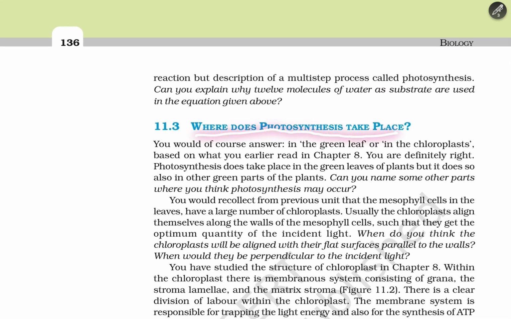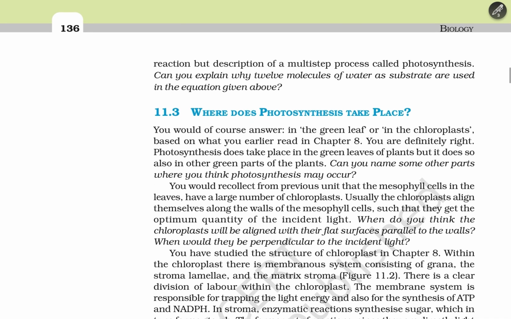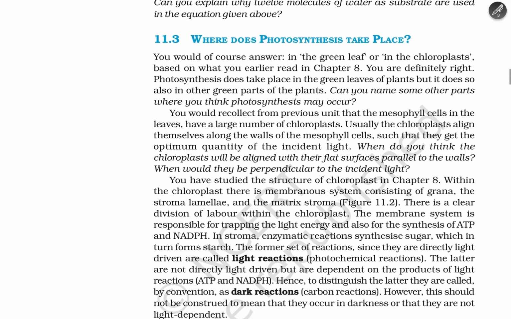Where does photosynthesis take place? You would of course answer: in the green plants, or in the chloroplast, based on what you read in chapter 8. You are definitely right. Photosynthesis takes place in the green leaves of plants, but it also takes place in other green parts of the plants. Can you name some of the other parts where you think photosynthesis occurs?